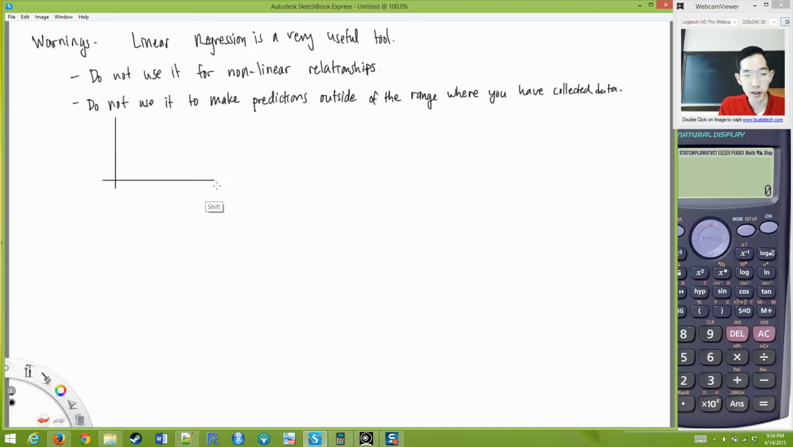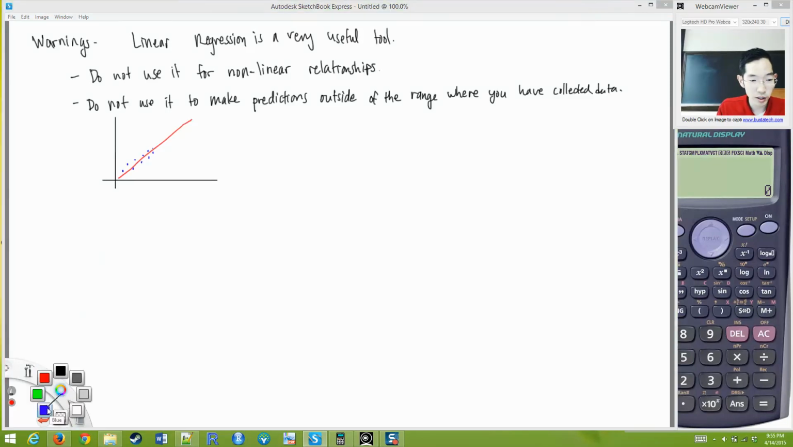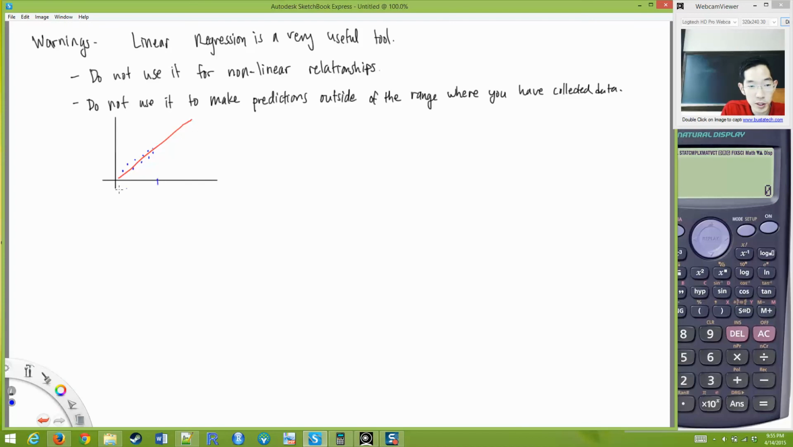So what I mean by that is, let's say you have data right here, and you fit a regression line like this. But lo and behold, you've only collected data basically up to here, so you've collected data from here to here. So don't try to predict out here. Does that make sense?